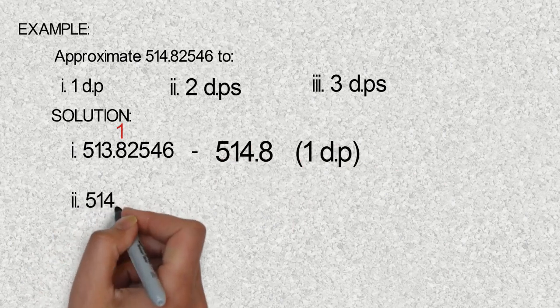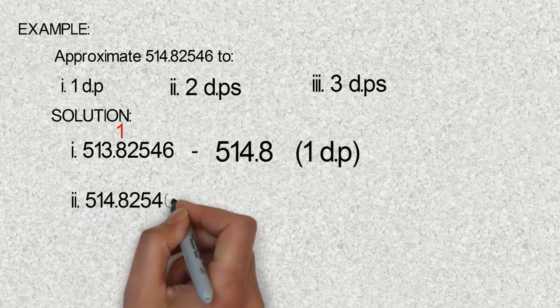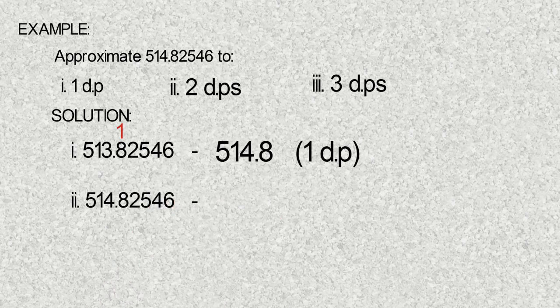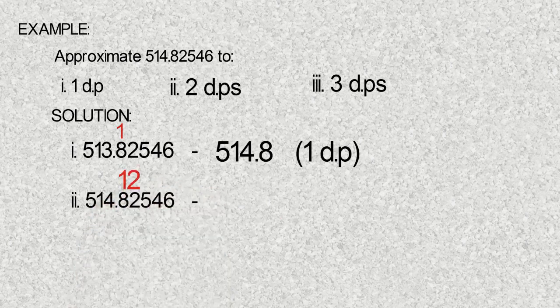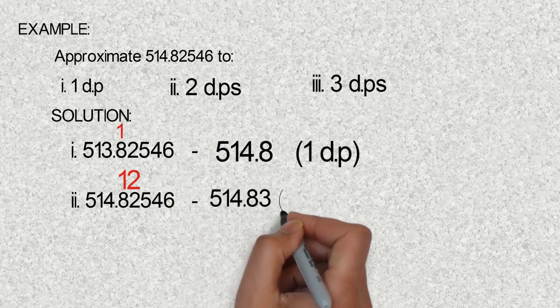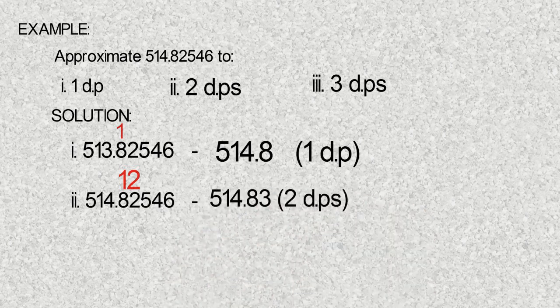Example 2 says 514.82546 to 2 decimal places. So how do we count to our 2 decimal places? We have 1, 2. So our 2 decimal place is stopping at 2. So let's check the next value to 2 to the right, it is 5. So what do we do? We round up. Rounding up 5, we round up to 1 and we add it to our 2. So our answer will be 514.83 to 2 decimal places.